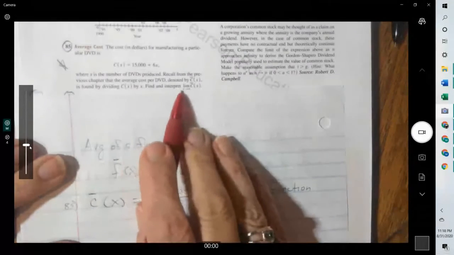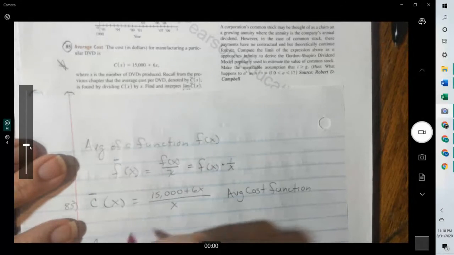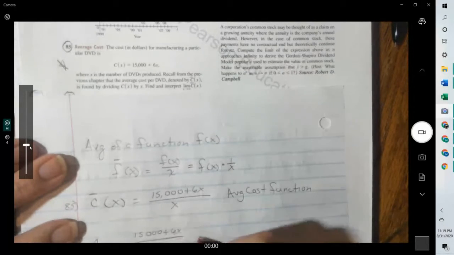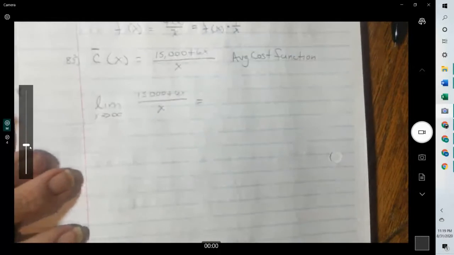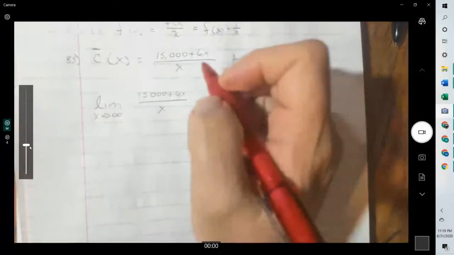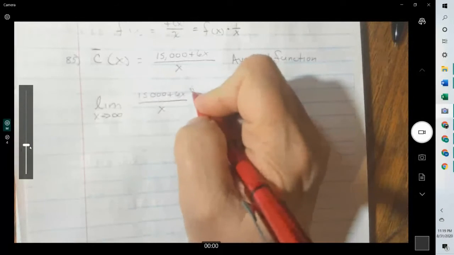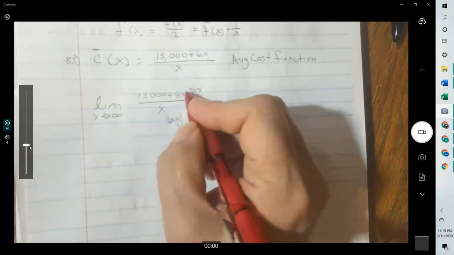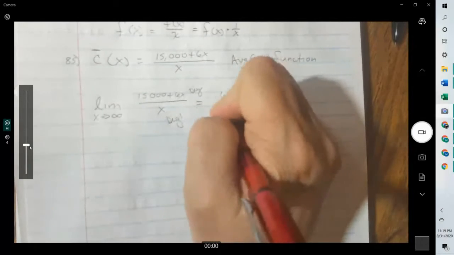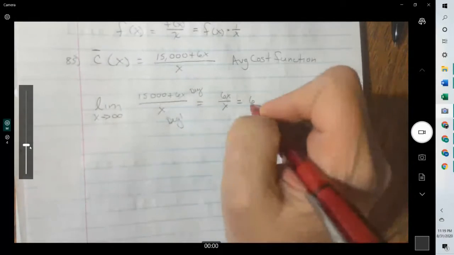It says find and interpret the limit as x goes to infinity. So the limit of 15,000 plus 6x over x. Well, first of all, remember when we're doing limits to infinity, we find the degree of the top and the bottom. And the degree on the top, this is our largest exponent, is 1. And the degree on the bottom is also 1. When they are the same, we take the two largest degree terms, 6x over x, and reduce it and get 6. So the limit as x approaches infinity is 6.